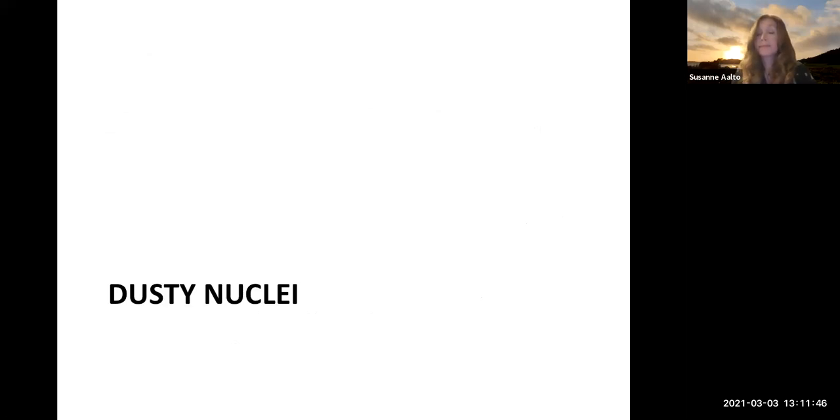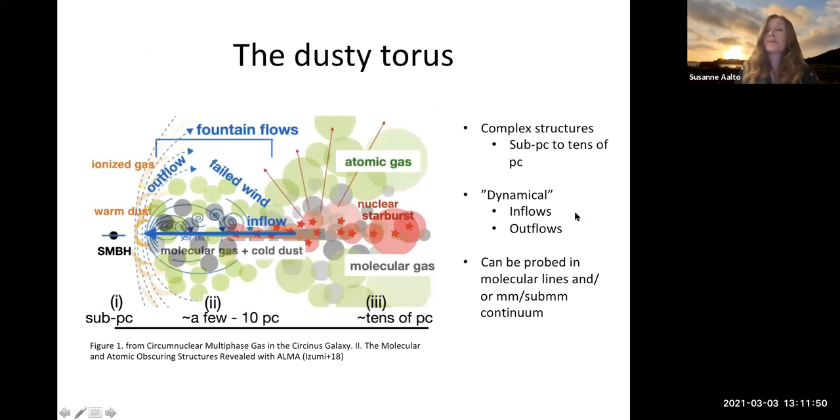So what about dusty nuclei? Well, the dusty torus is a complex structure going from subparsecs to tens of parsecs, and our view of it is changing now from a fairly static, simple edge-on structure to a dynamical, changing structure governed by inflows and outflows. So instead of being this very simple structure, we see that it's evolving dynamically, continuously, where the outflows and failed winds, for example, inject turbulence into the disks, and we have infall structures that also affect the dynamical properties of the torus itself. So it's a dynamic structure. It's much more complex than we have previously realized.